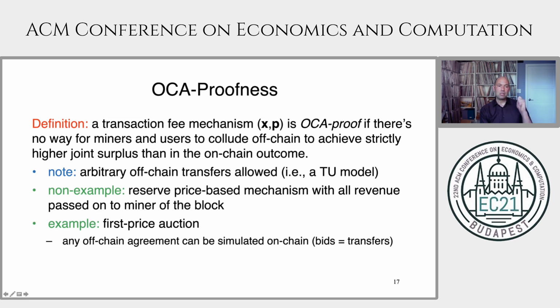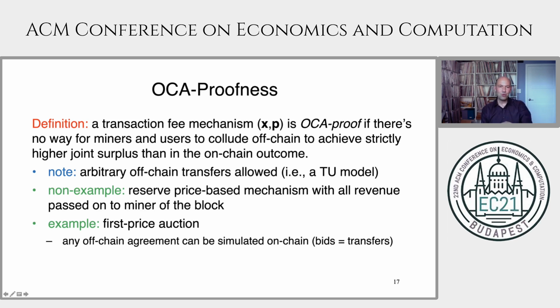So the formal definition is there should never be a way for the miner of a block and the users of transactions in that block to collude off-chain so that they're collectively strictly better off than they would be if they just did the obvious thing on-chain. Okay, so to make this definition as sort of hard to satisfy as possible, I'm allowing transferable utility, so arbitrary side payments between the miners and the users off-chain. So that's why it's about the joint surplus of the miner and the users. It should never be possible to have the joint surplus strictly higher off-chain than it would be if they just participated on-chain. First price auctions, for all their issues, they are OCA proof.